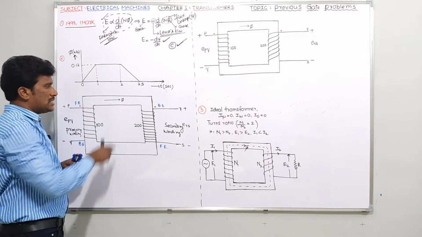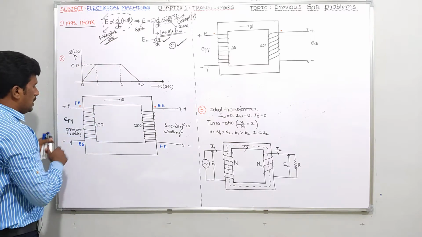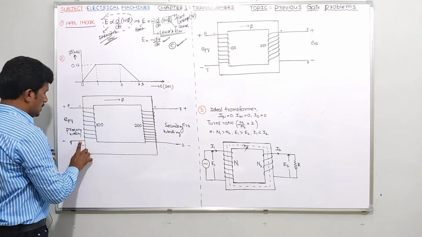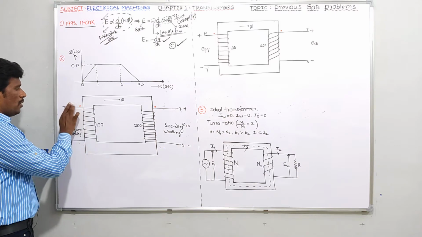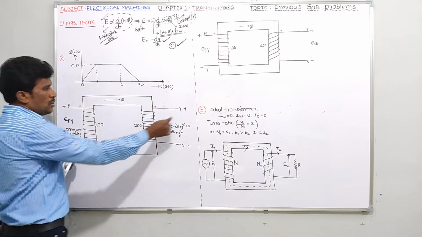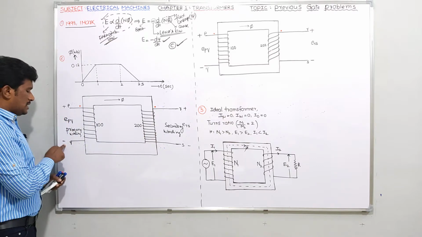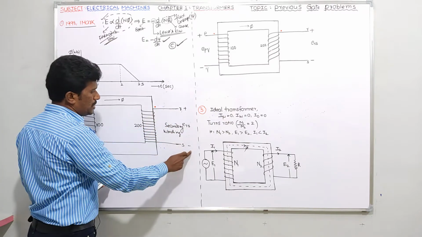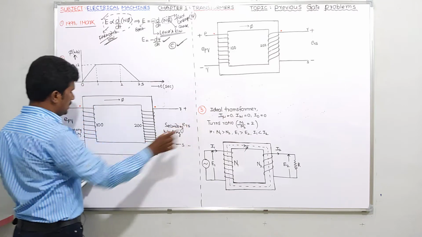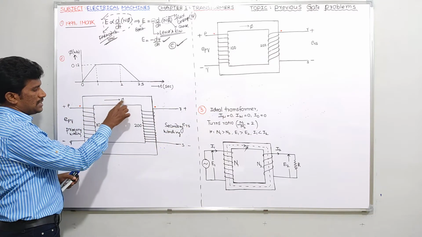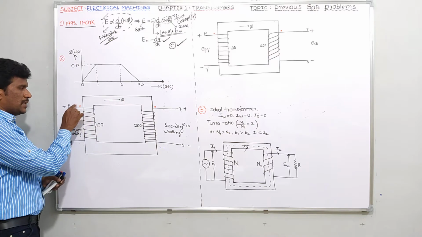Very good. And he has given one more figure also. Please mention like this: it's a winding PQ having number of turns 100, and winding RS having number of turns 200. Plus and minus are marked on each. It's the ERS voltage, it's the EPQ voltage, and he has given a direction of core flux like this. So he kept dots like this, and dot like this.